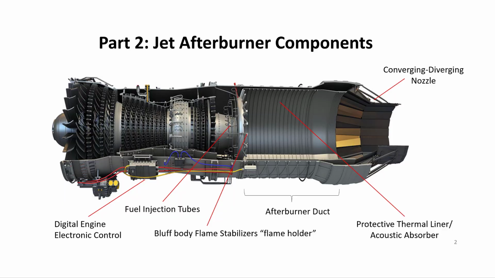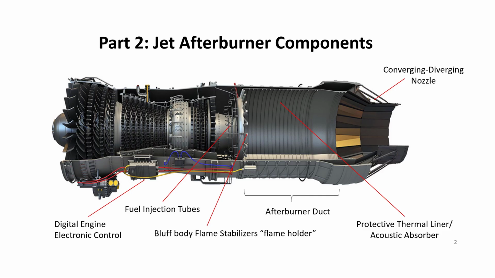And here's a picture of the entire jet engine with the afterburner shown. And I've labeled all the parts. Working across the bottom here, the digital engine electric control. Fuel injector tubes, that's where all the raw fuel comes in. Bluff body flame stabilizers, or sometimes called a flame holder.